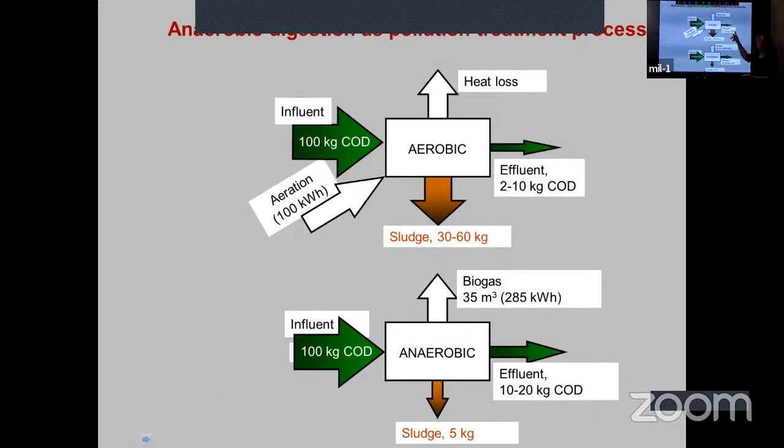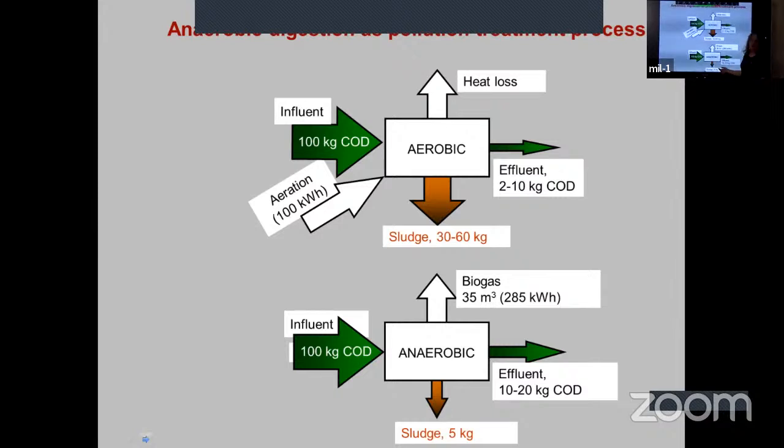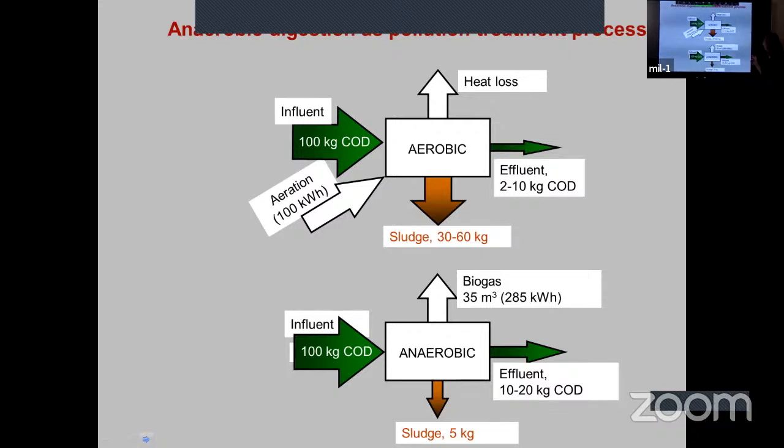At the outlet of the aerobic process, you will still have only 2 to 10 kilograms of COD, but you will have a high production of sludge of about 30 to 60 kilograms. And also, you will have some losses of energy. The same 100 kilograms of COD, treated by the anaerobic process, produce only 5 kilograms of sludge, and as a positive outlet, you will have 245 kilowatt hours of energy.